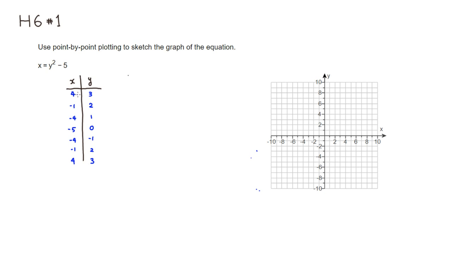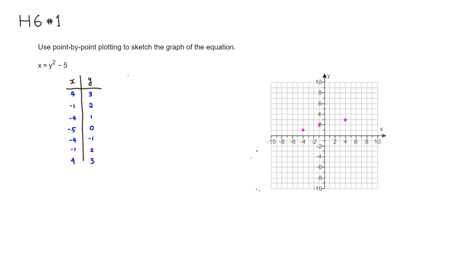Alright, so 4, 3. I'm going to just plot 4, 3. So when x is 4, y is 3. So I'm going to place a dot there. Alright, negative 1, 2. So when x is negative 1, then y is actually 2. So it's right here. Alright, and negative 4, 1. So when x is negative 4, y is going to be 1. So it's going to be right here.